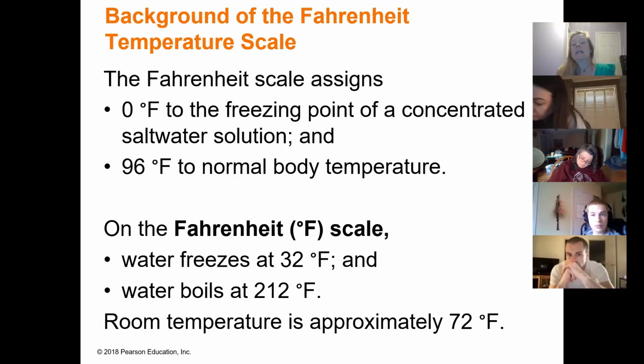So Fahrenheit is probably what you're most comfortable with, but it's also the least practical to use. 0 degrees Fahrenheit is the freezing point of a concentrated saltwater solution that has a very specific concentration. It's like, well, why did they use that? Why didn't they just use water? Body temperature, 96 degrees Fahrenheit. The important things that you want to know: water freezes at 32 degrees Fahrenheit and water boils at 212 degrees Fahrenheit. Again, totally random numbers, right? They don't really correlate with anything even. Room temperature is 72 degrees Fahrenheit.